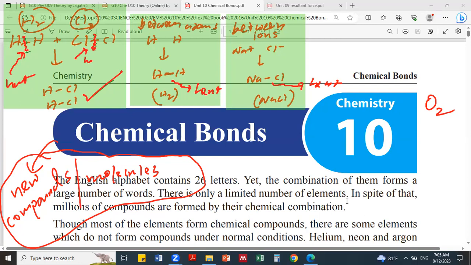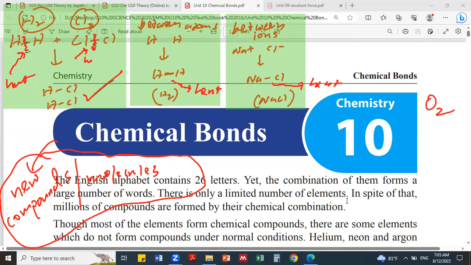You can ask even an English professor or lecturer, how many English words? They don't know. That means from the 26 letters of the English alphabet, there can be an unlimited number of English words. But now, if you think about the elements of the periodic table, how many elements? More than 26, right? There are more than 100 elements in the periodic table.